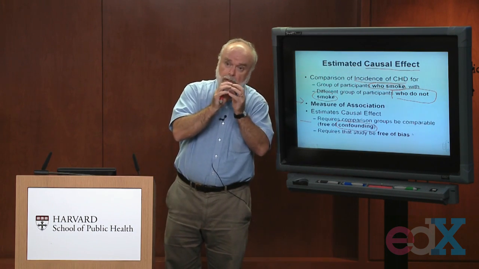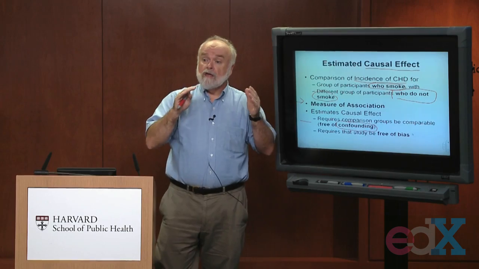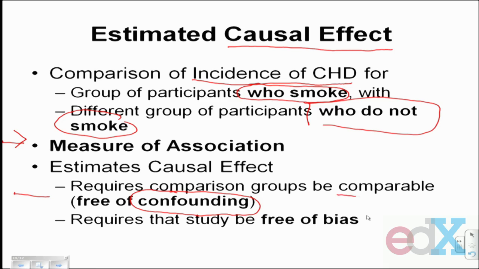I'll define confounding more carefully in a later lecture, but essentially, to argue that your measure of association reflects the true causal effect of a risk factor, it means that the two groups I'm comparing that are different with respect to that risk factor, smoking and non-smoking, are not different with respect to other risk factors that cause the disease. They are essentially comparable.